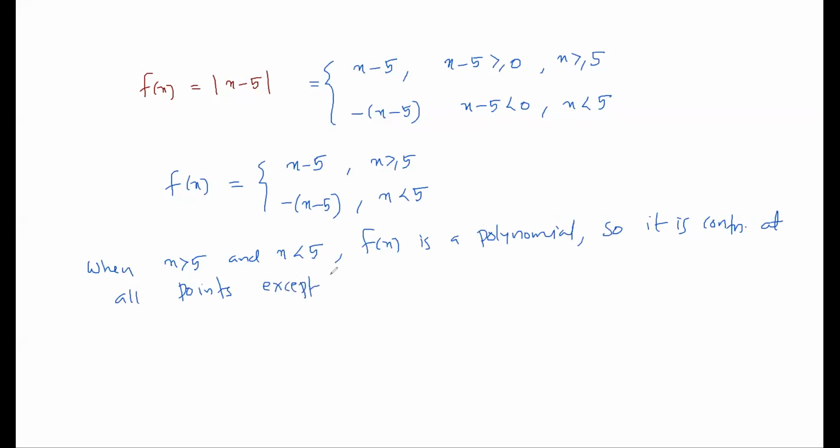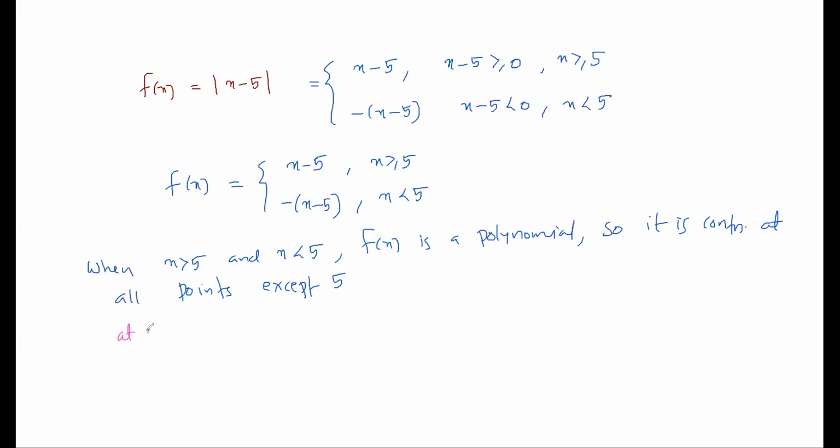Except 5, because that is clear: if x is greater than 5, the function is x minus 5, and if x is less than 5, it is minus of x minus 5. So both are linear polynomial functions. The graph is a straight line, and a straight line is always continuous, there is no break. So there may be a problem only at x equal to 5. So you have to check it.